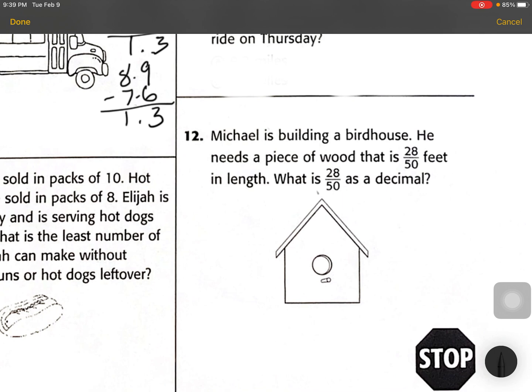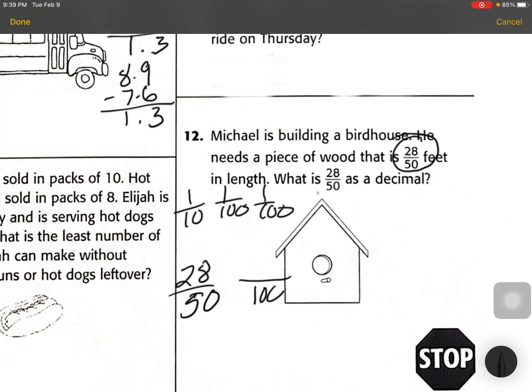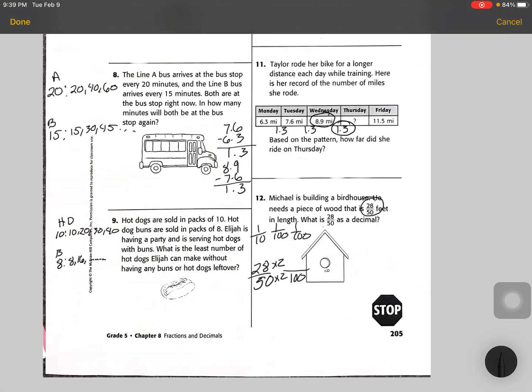Number 12, Michael is building a birdhouse. He needs a piece of wood that is 28/50ths of a foot in length. What is 28/50ths written as a decimal? Can you convert that to 1/10th, 1/100th, or 1/1000th? You're right. It would convert easier to 1/100th. So how many 50s are in a 100? So then, whatever you do to the bottom, you have to do to the top. So do 28 times 2, then convert that to a decimal using your chart on your desk.